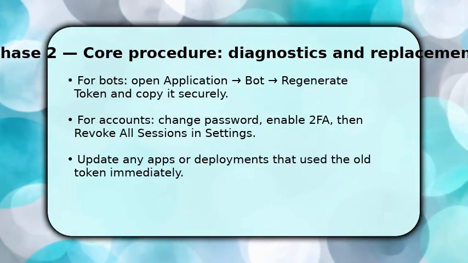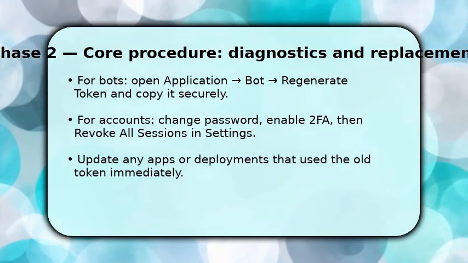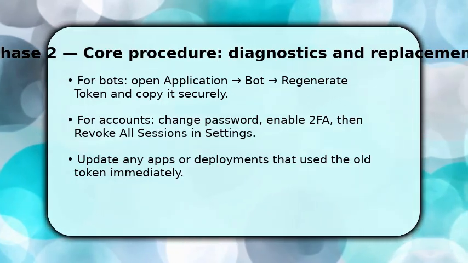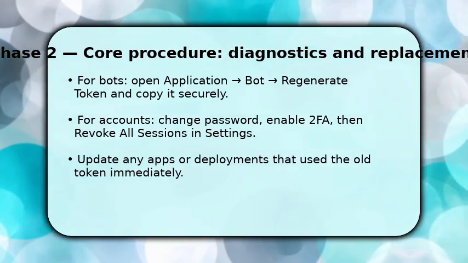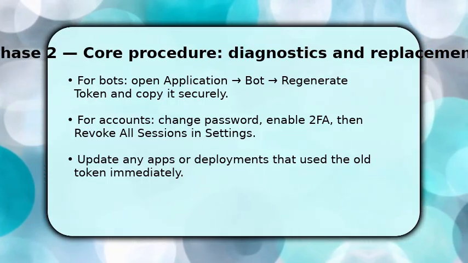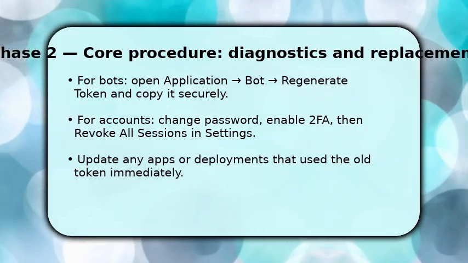Now execute the core action. For a bot, go to Applications, choose the app, Open Bot, and click Regenerate Token. Copy the new token into a secure vault. For a user account, change your password and enable two-factor authentication. Then revoke all sessions in privacy and safety or security so old tokens are invalidated.